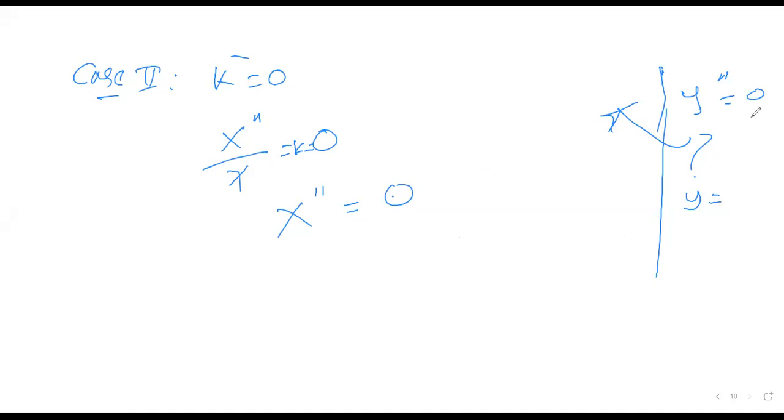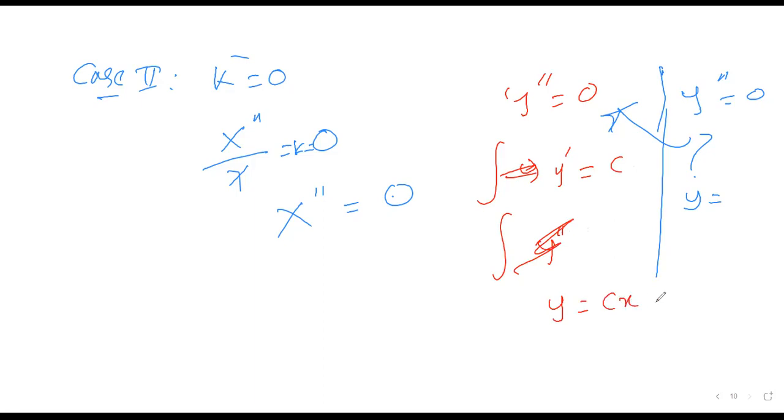Okay? So, a very simple question now. What is this? y double dash equal to 0. If you integrate one time, what do you get? y dash is equal to some C. If you integrate again, y is equal to Cx plus D or something. Am I right? Why are you all not answering?